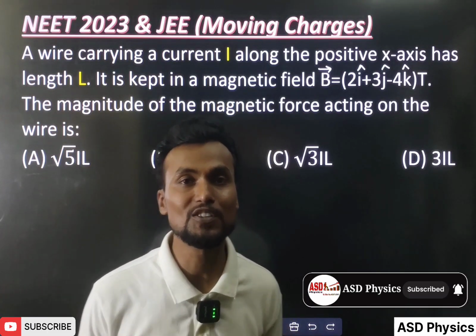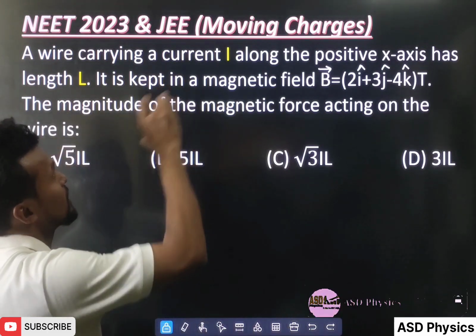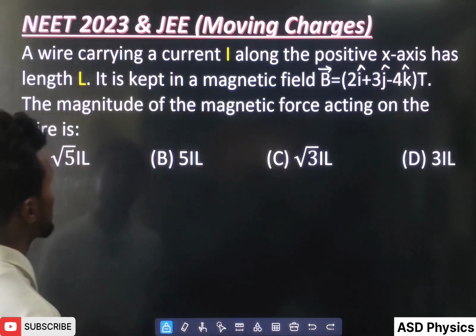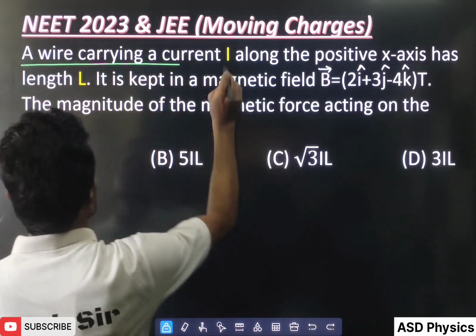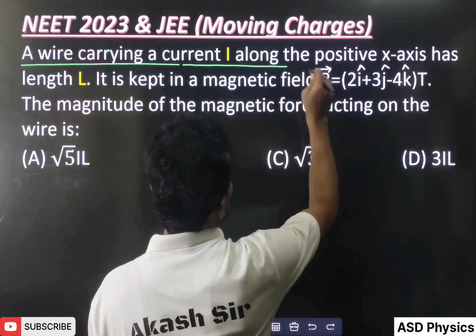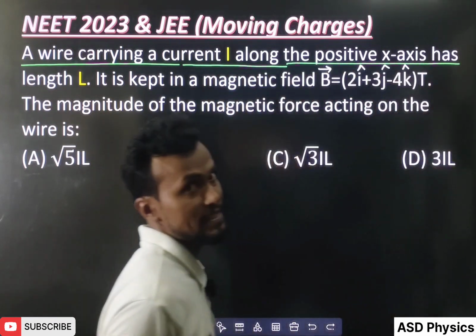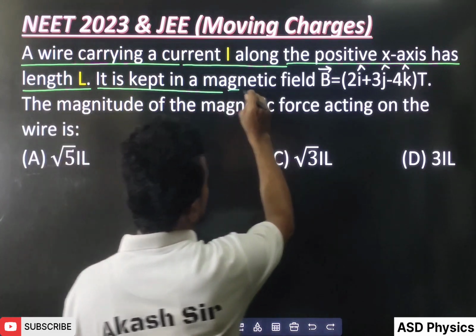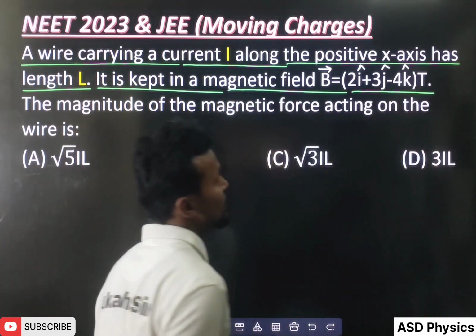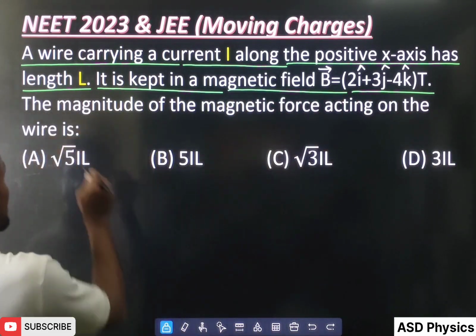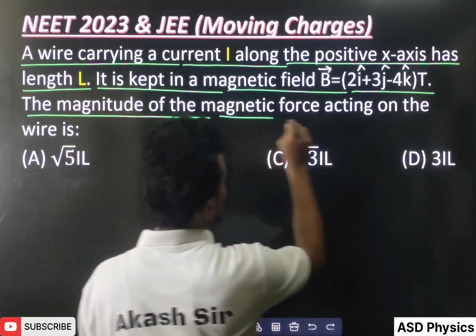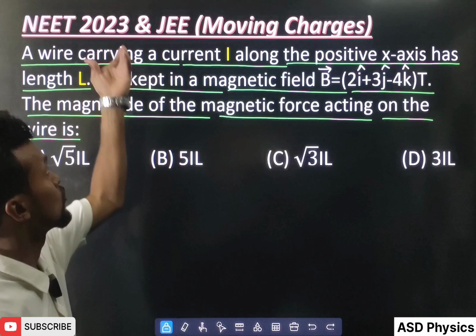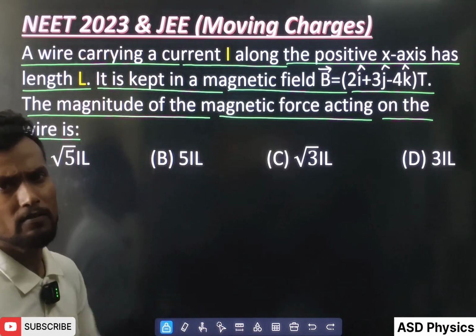So students, in this video we are going to solve a question from the chapter Moving Charges and Magnetism. Okay, so let's go through the question. A wire carrying a current I along the positive x-axis has length L. It is kept in a magnetic field, which is given in Tesla, the SI unit. The magnitude of the magnetic force acting on the wire is how much? This question came in NEET 2023, a very basic question.